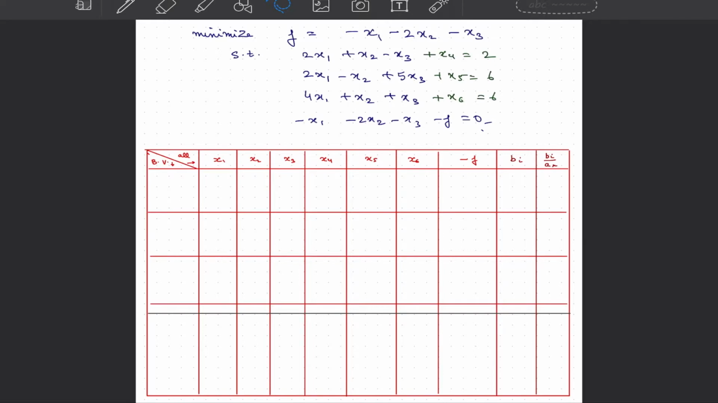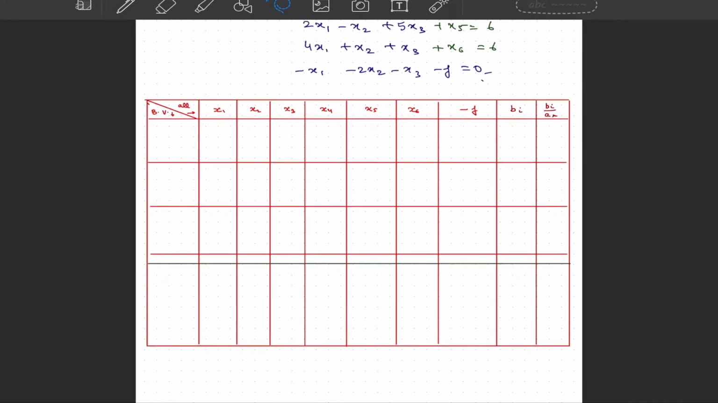Now what we will do here is take the same problem: 2x1 plus x2 minus x3 less than or equal to 2, 2x1 minus x2 plus 5x3 less than or equal to 6, and so on, and our objective function is to minimize subject to these constraints. I have already introduced slack variables from our previous video, which are x4, x5 and x6 in this case.